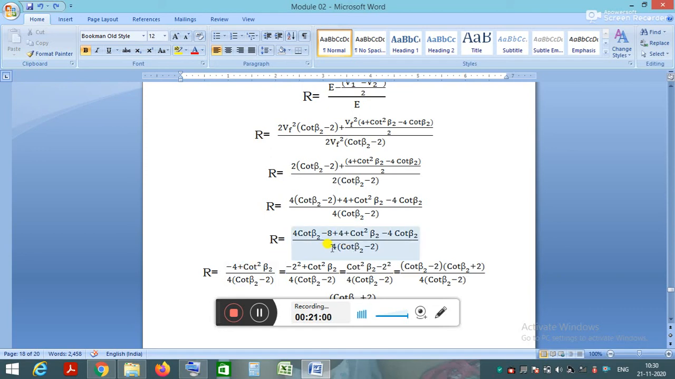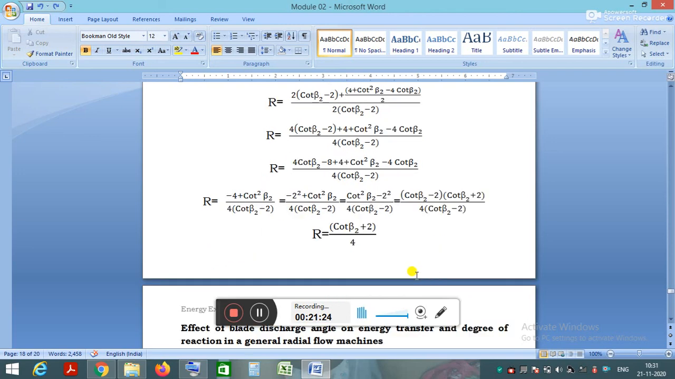In the new denominator we are having 4 into cot beta 2 minus 2. Minus 4 we can write as minus 2 square plus cot square beta 2. Or rearranging, we can write cot square beta 2 minus 2 square, which is in the form a square minus b square. We can write it as a plus b into a minus b. Cot beta 2 minus 2 and cot beta 2 minus 2 get cancelled. We are left with cot beta 2 plus 2 divided by 4, which is the equation for degree of reaction for radial flow turbo machines. It is applicable for both power absorbing and power generating radial flow turbo machines.